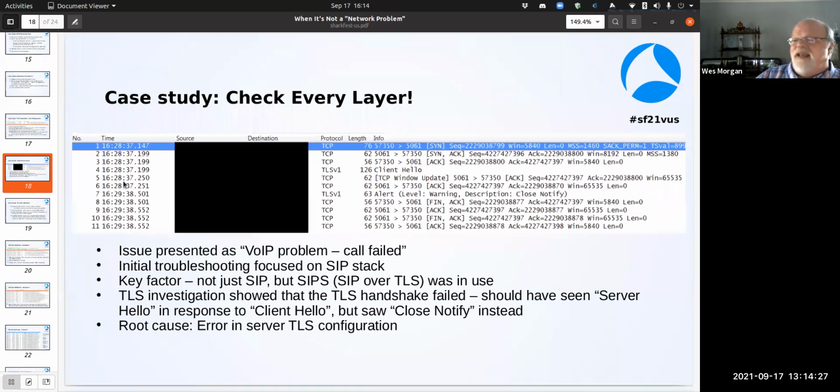So we were never getting through the TLS handshake to get to the SIP work to actually make a phone call. Root cause was an error in the server's TLS configuration. Okay, you might remember one of the things I said very early on was you always need to be prepared to look elsewhere. And that's what happened here. Everything came in focused on the SIP stack. Problem had nothing to do with SIP. It was all in TLS.